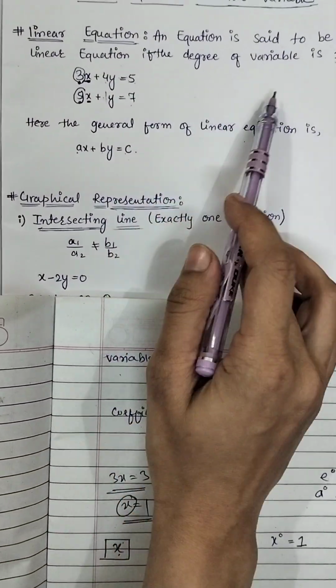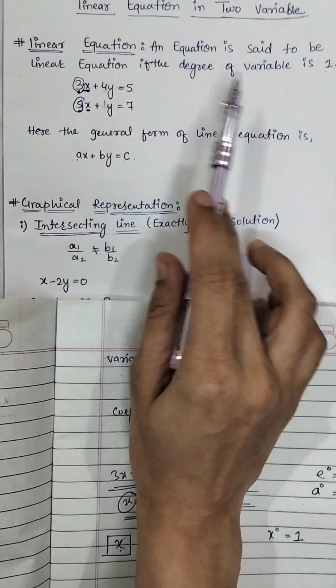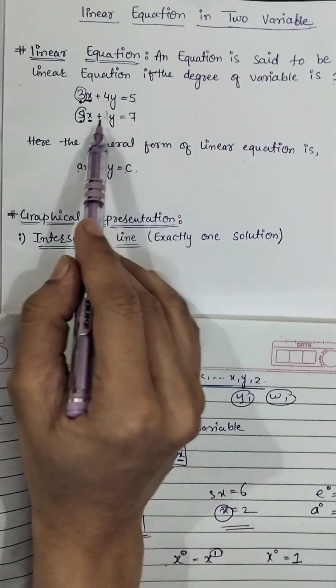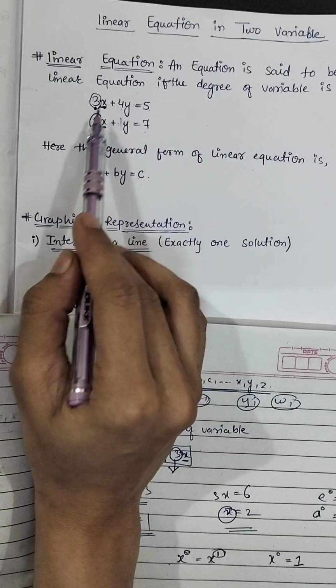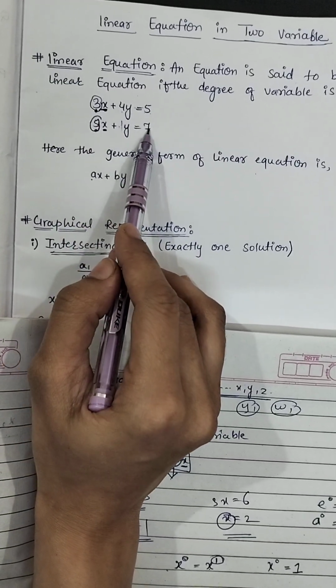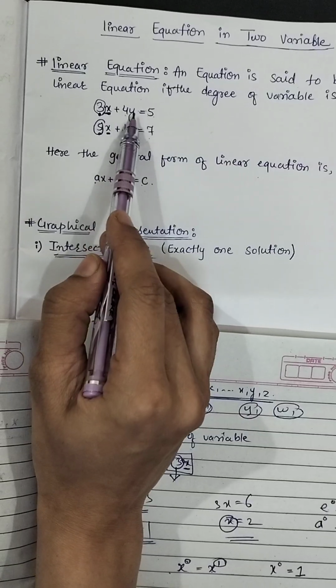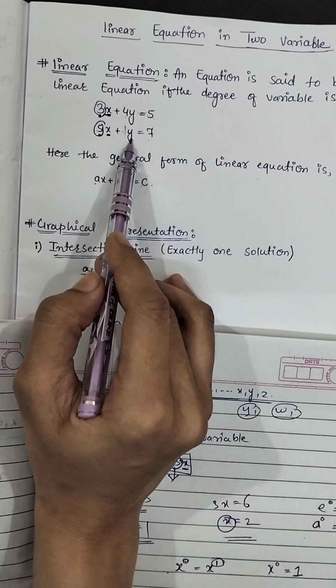So then what is a linear equation? A linear equation is an equation with variables of degree 1. Here 3x plus 4y is equal to 5, 9x plus y is equal to 7. What is the power of the variables x and y? 1 and 1.